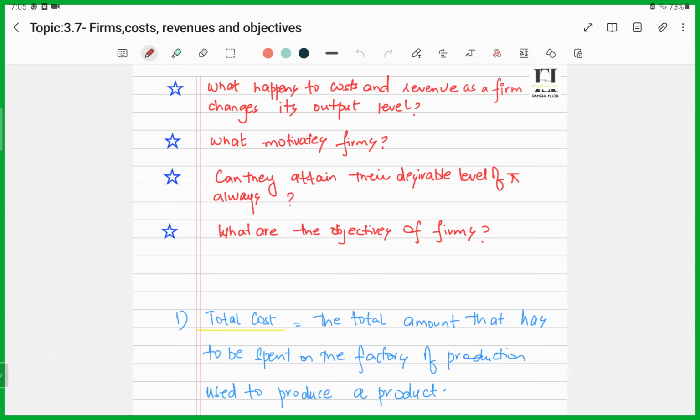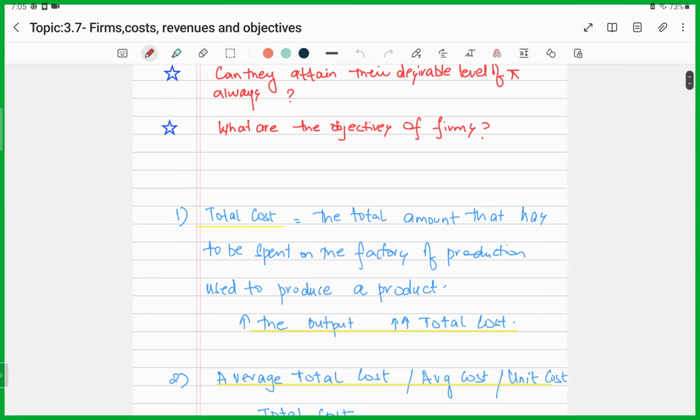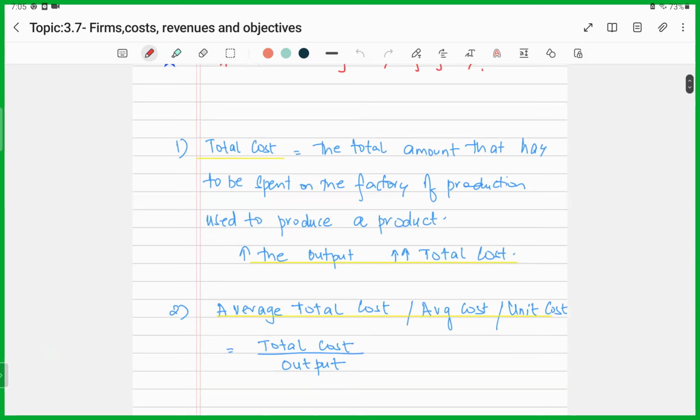The first definition we come across is referred to as total cost. Total cost is basically the composition of fixed cost and variable cost. Now, what do we mean by fixed cost? What do we mean by variable cost? This we'll be looking at in a little while. For the time being, total cost refers to the total amount that has to be spent on the factors of production used to produce a product.